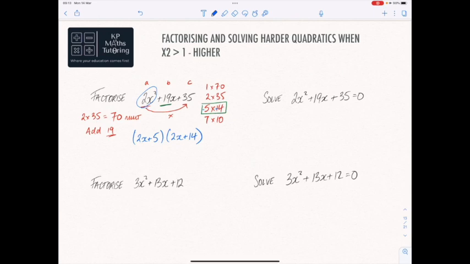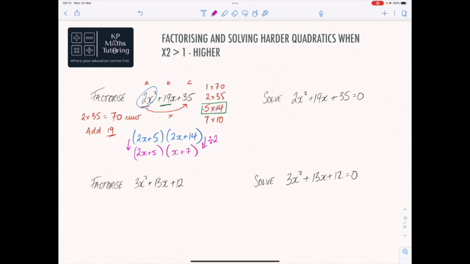Now, those of you that will be looking at that thinking, well, that can't work, because 2x times 2, if I was to expand this out, 2x times 2x gives me 4x squared, and I only need a 2x squared. But what you should be able to find, if you've done this correctly, is that one of your brackets will simplify. Now this one divides by 2. The one on the left doesn't divide. So I leave this one as 2x plus 5. And then the right hand one, divide by 2, becomes x plus 7. And that is now factorised.